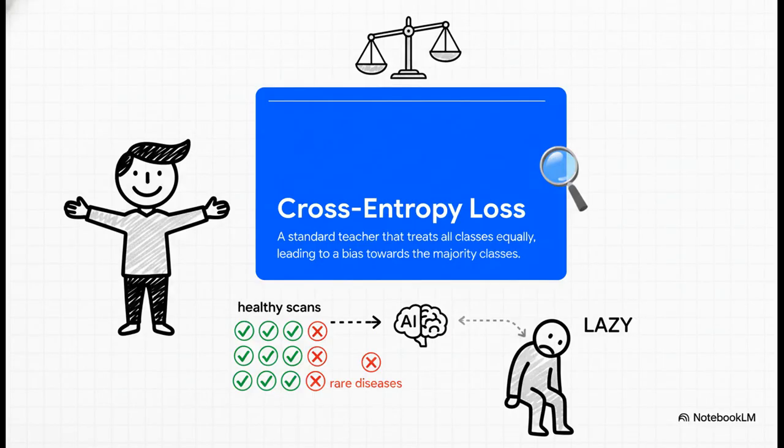Now, the standard teacher that most models use is called cross-entropy loss. And its big problem? It's kind of lazy. It gives every single mistake the exact same amount of attention.